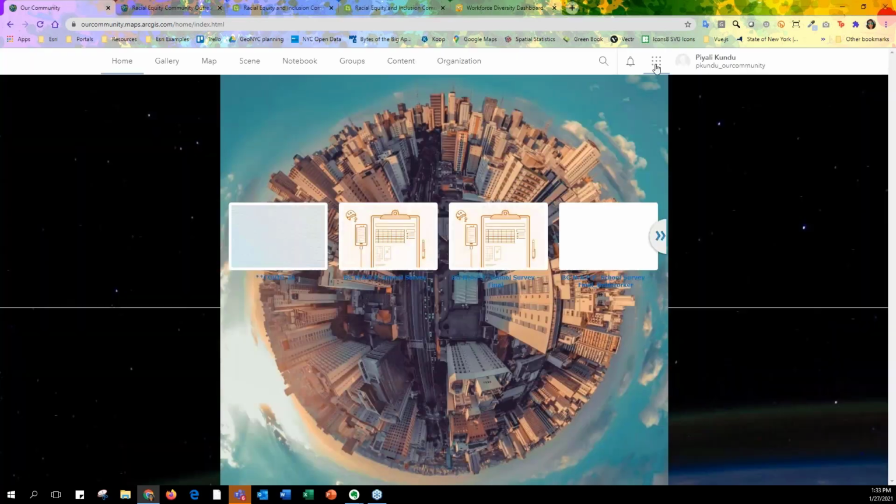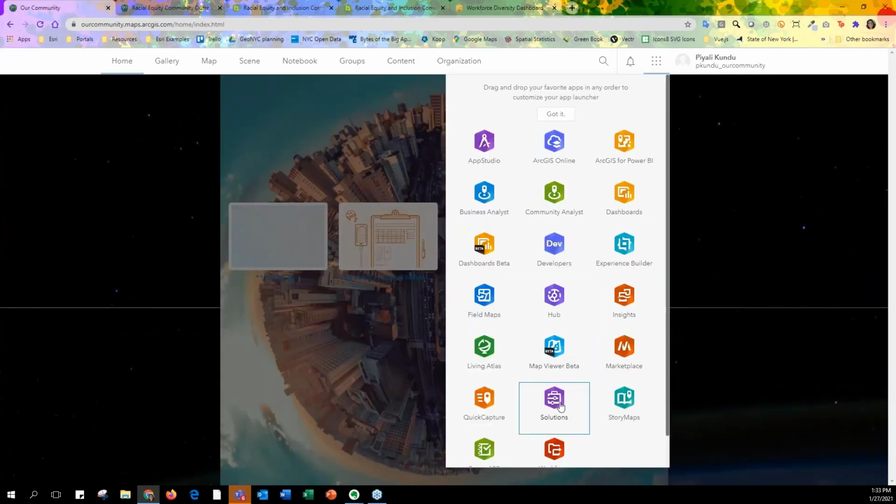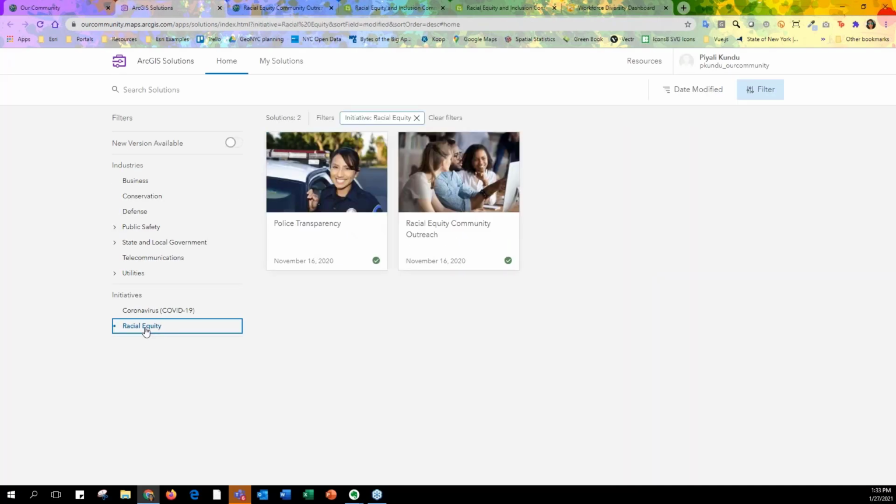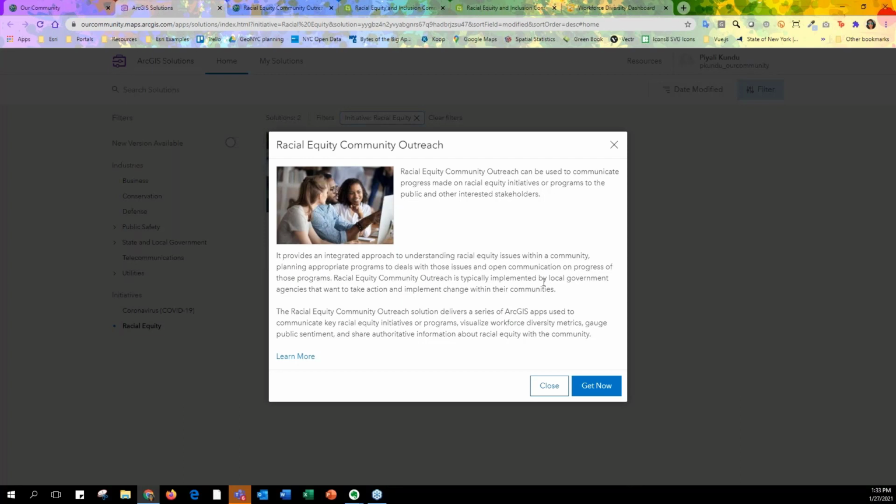You can easily access the solution straight from the ArcGIS Solutions app, which can be found in your app browser. When we get to the solutions page, we can filter on all of the racial equity solutions easily, and we can see which ones we've deployed. You can actually deploy these solutions multiple times in your organization at once. Just click on it and then click Get Now, and it will start populating all of these components into your organization. These are free to use, and you also have access to many other health solutions through the Solutions app.